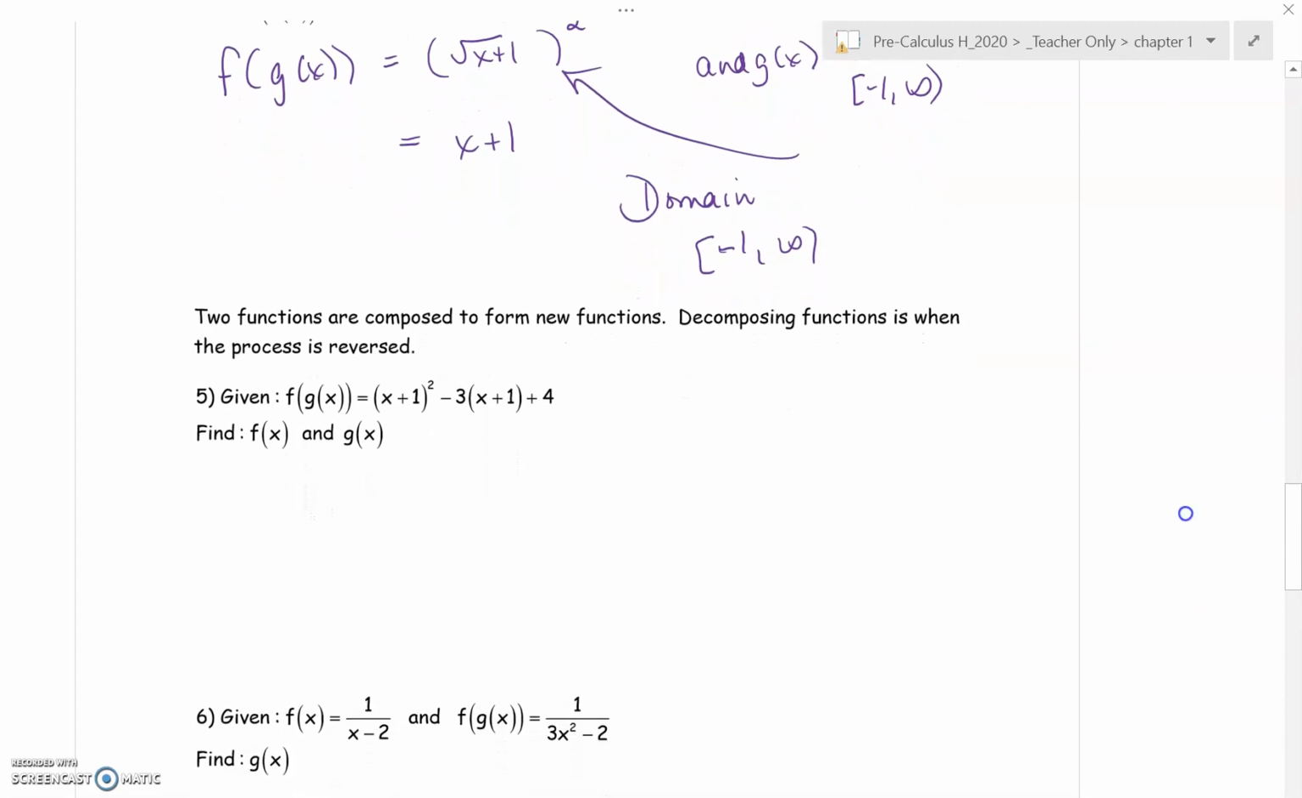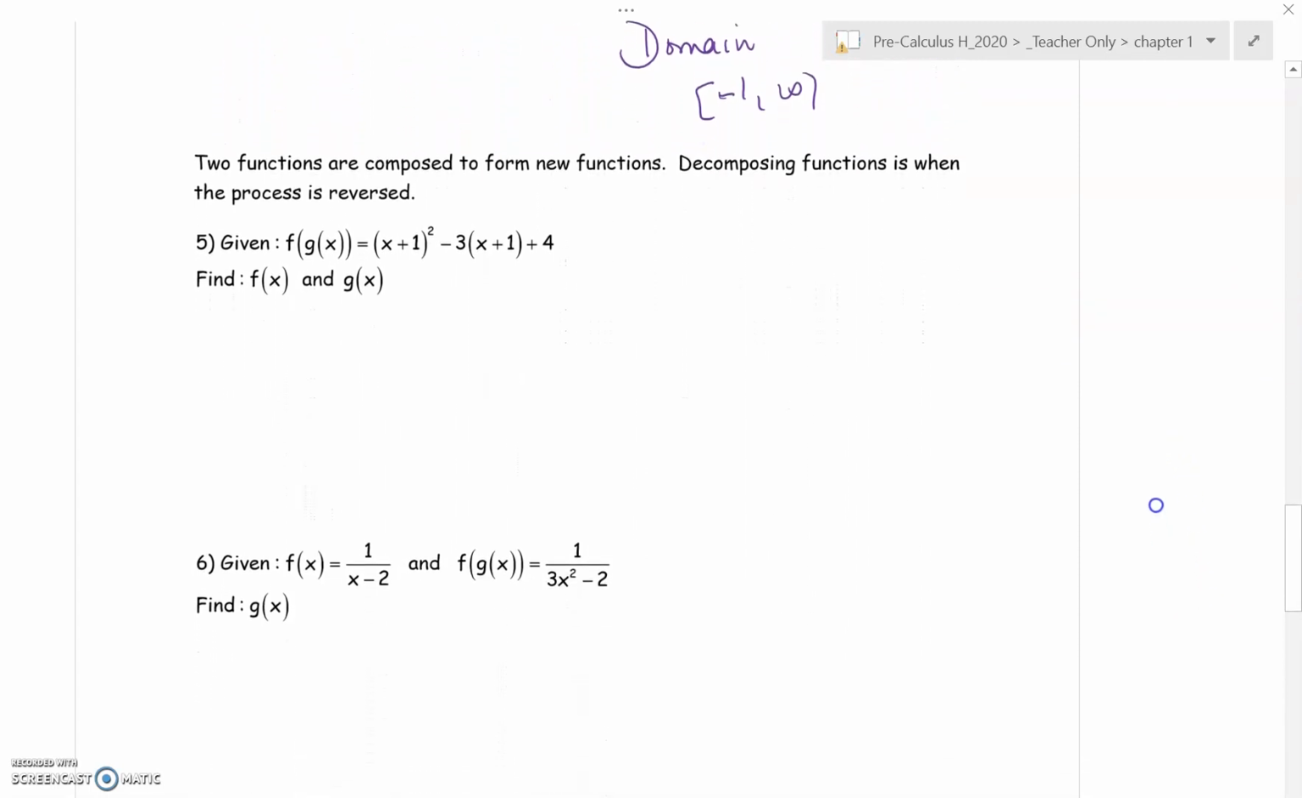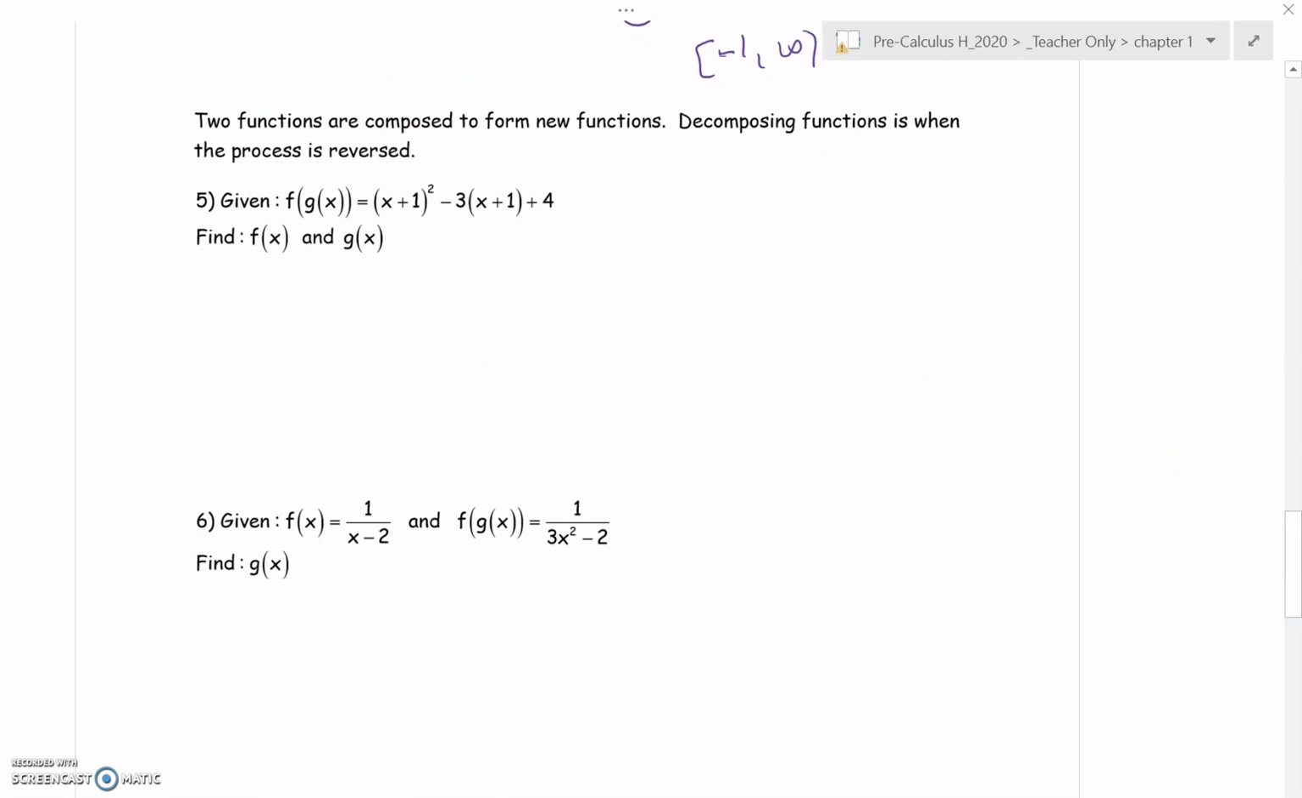Okay, so what we're going to do right now is we're going to do something called decomposing functions. So I would like you to take a look at number 5, and actually you won't necessarily have a unique answer, but I would like you to try and find two functions f and g that will give f of g of x that's given there. Go ahead and pause the video.